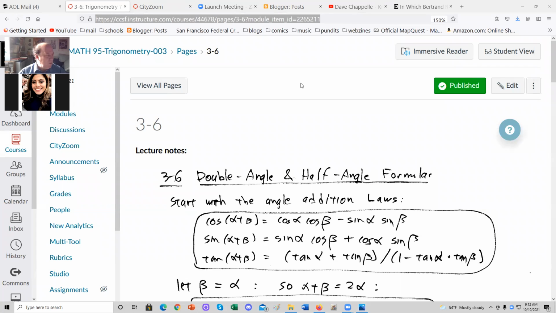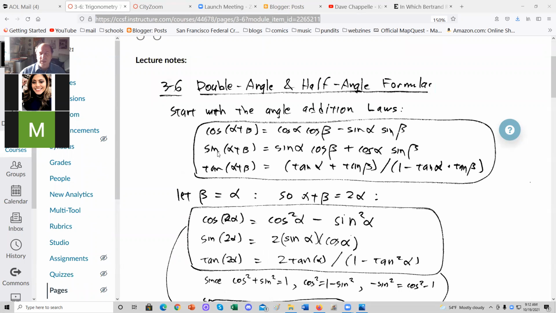For today, we are going to be doing double angle and half angle formulas. We start with the angle addition laws. Cosine of a sum is cosine cosine minus sine sine. Sine of a sum is sine cosine plus cosine sine. And tangent of a sum is tan plus tan over 1 minus tan tan.